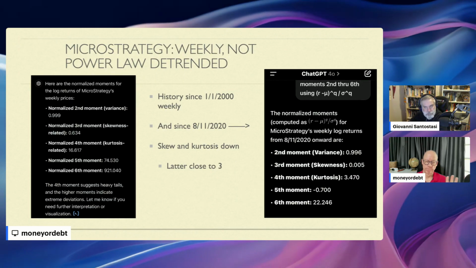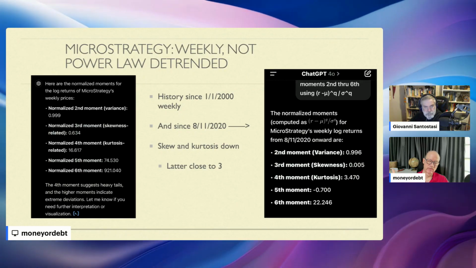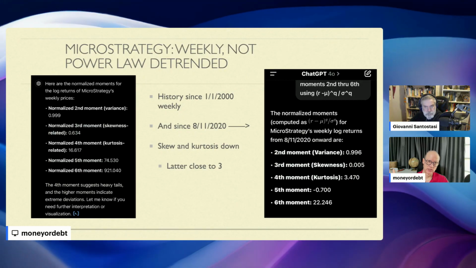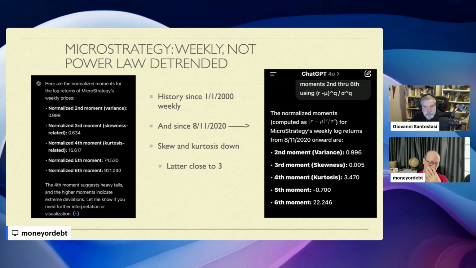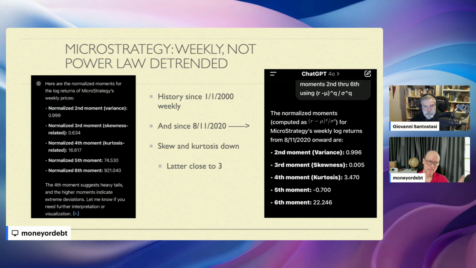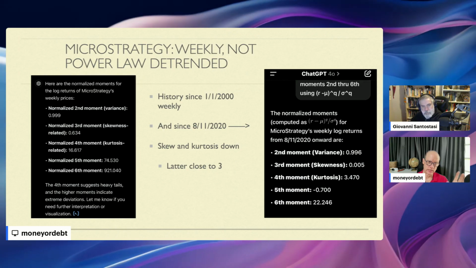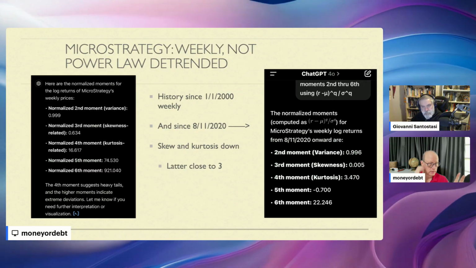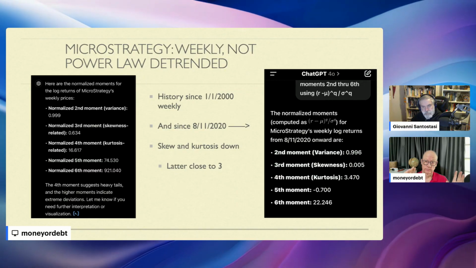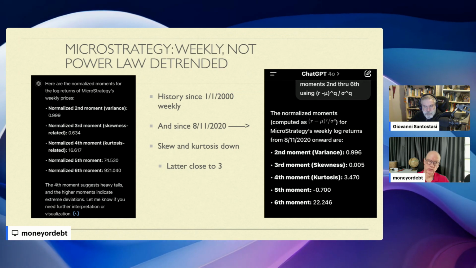No, I'm sorry. Scratch that. On the left, we have the entire history of MicroStrategy, since the beginning of 2000. And on the right, we have only the history since Saylor adopted the Bitcoin strategy in August of 2020. 4.5 years. So we care more about what's on the right.